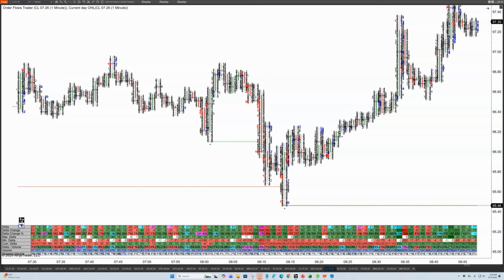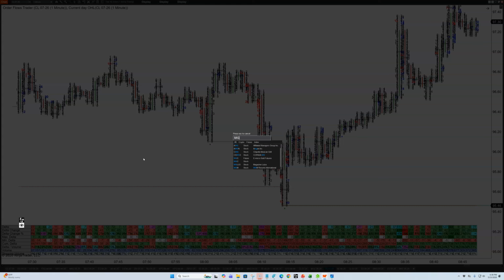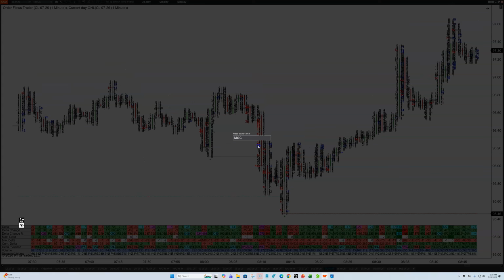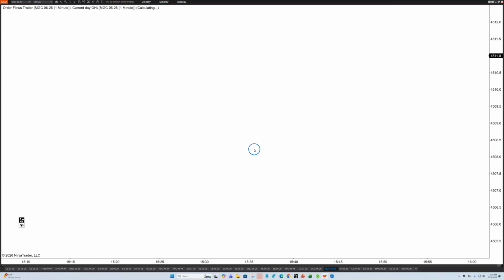And I get a lot of messages. Well, I don't trade crude. I don't trade this. I trade micro gold. Someone says, how about micro gold? How does it look on micro gold? Well, let's take a look. Again, this is the same 1 minute chart with the exact same settings.